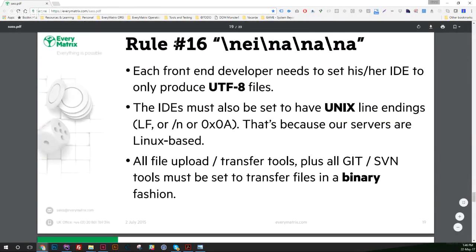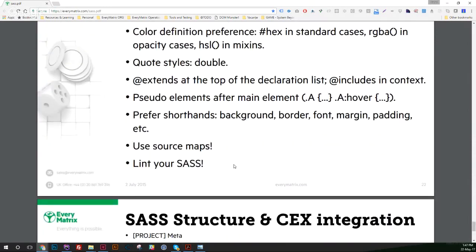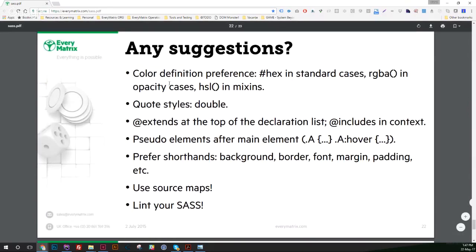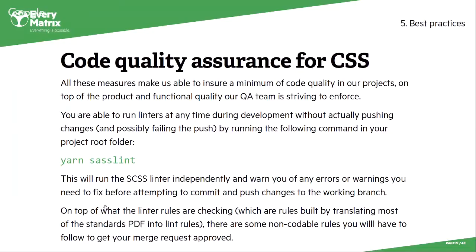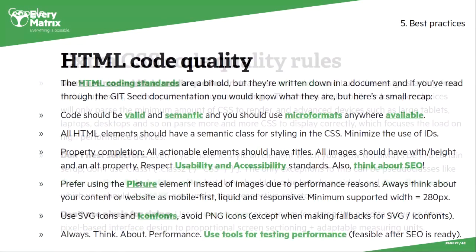This is a rule stating that you only need to use UTF-8, Unix line endings, and binary file transfer if you need file transfer ever. And there are certain suggestions here. We'll talk about them later if you need to, but basically just try and use everything that's here to make sure that you write good code as far as CSS goes. Okay, let's go back to that.